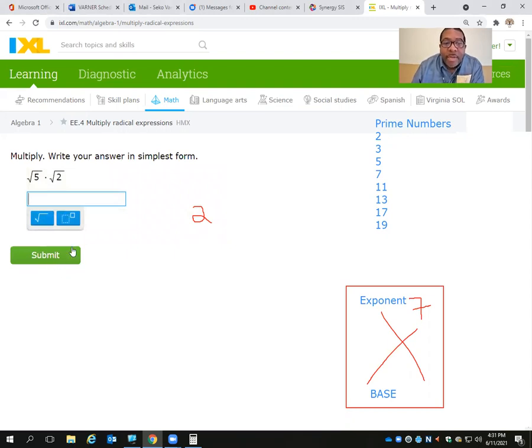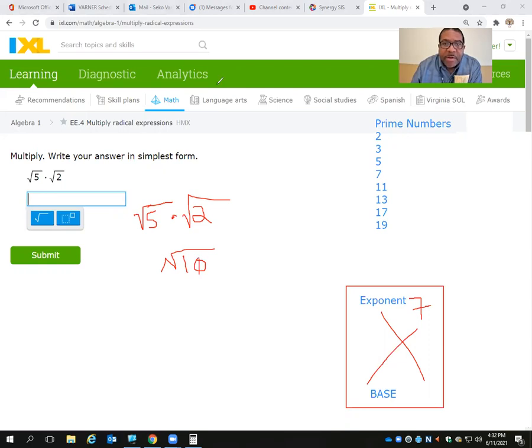Excellent. Okay, so let's do this one. This one is really fun. What? You say it's fun, Mr. Warren? It's not fun. It is fun. It's fun when you know the answer. All right, so the square root of 5 times the square root of 2. Okay, so that's going to give me the square root of 10.